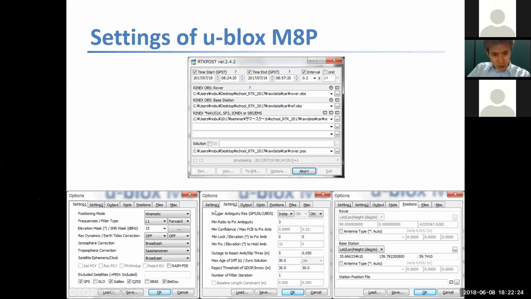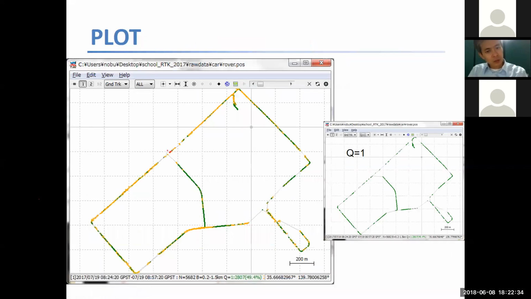In setting 2, we set instantaneous. The ratio test minimum ratio is 3, and the base station position is the same. So here are the test results of the u-blox.